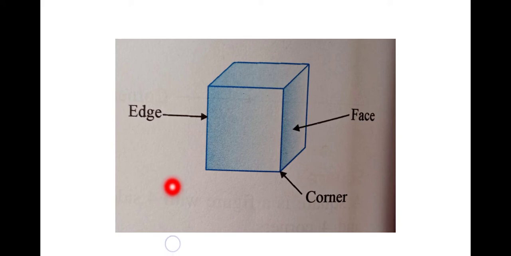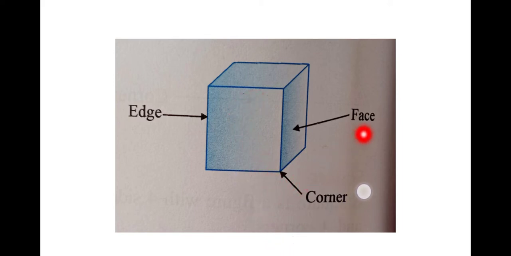And what is an edge? When two faces of a solid shape meet, they form an edge. See, this is one face and this side is also a face, so these two faces meet here. So this part is called the edge. For example, this part is a face, this is also a face, and these two faces are meeting on this line. So this line is called an edge. Now what is this? This is a corner.